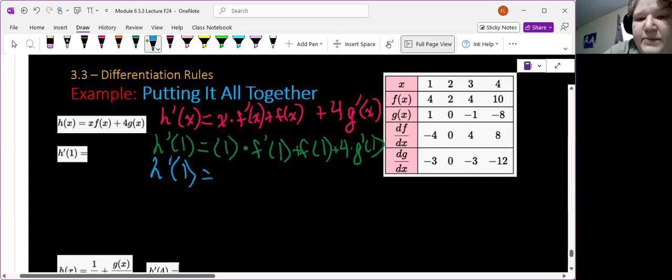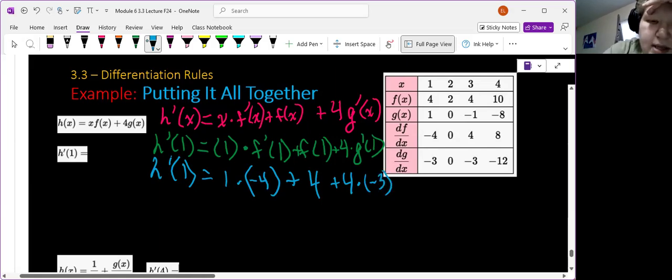So f prime, df dx of 1, is -4. So 1 times -4 plus f of 1, which is +4, plus 4 times g prime at x equals 1, which is -3. And then we just got to crunch the numbers. So -4 plus 4 is 0, plus 4 times -3 is -12. So using our rules, we make it happen.